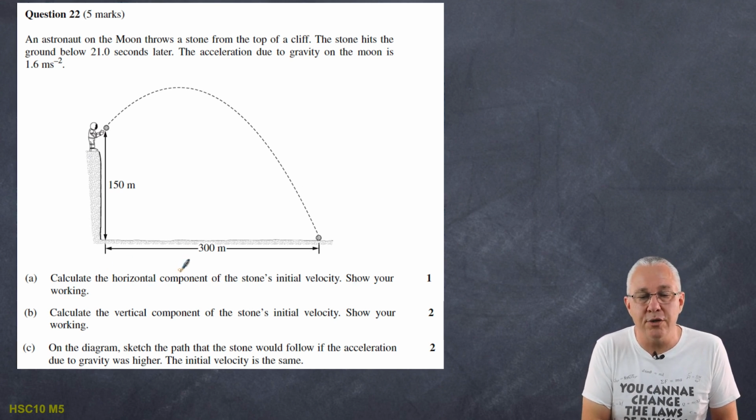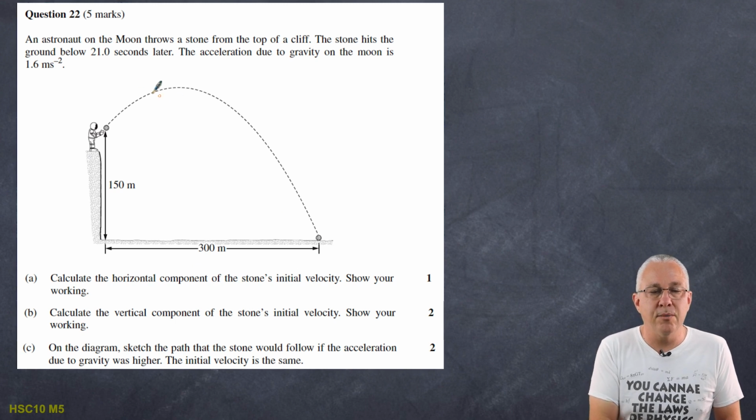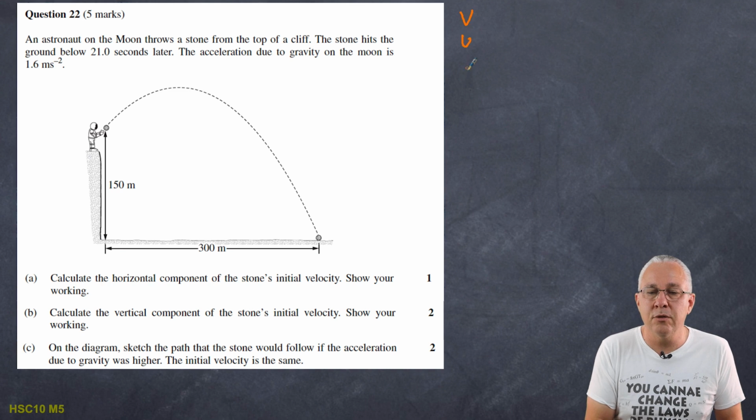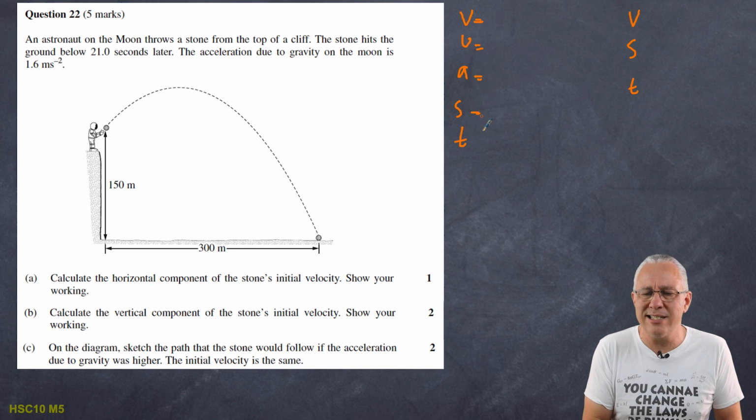It says calculate the horizontal component of the stone's initial velocity. Now, I always tell my students, what we do is we go V, U, A, S, T, and some of you do SUVAT, that works too, S, V and T for the horizontal component. And I always do this just as an automatic response to projectile motion questions. What we do is write down all the variables that we have. Now we know that the time is 21 seconds, so we can put that in.